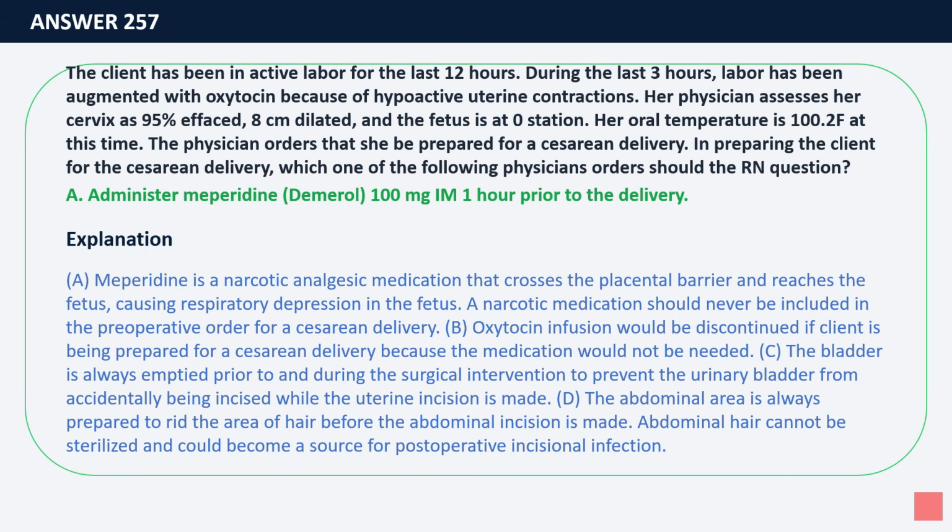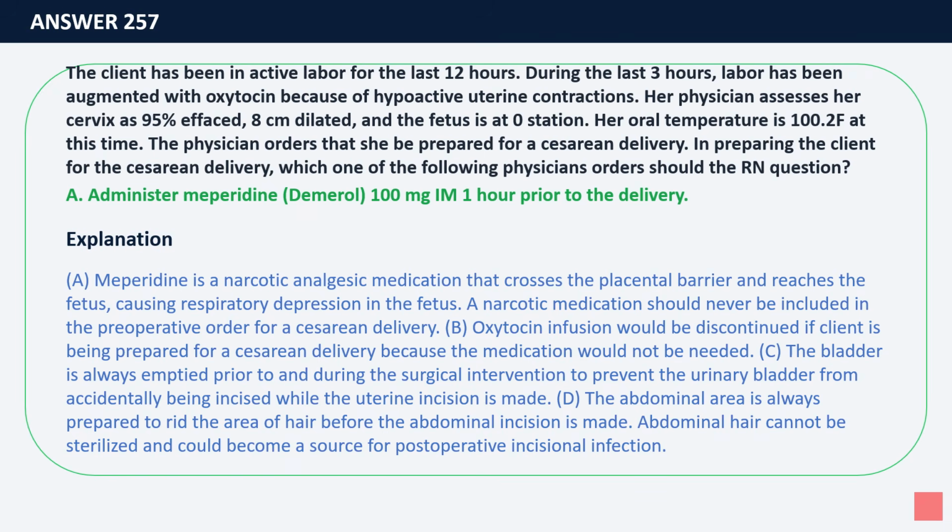Answer: A. Administer meperidine, Demerol, 100 mg IM 1 hour prior to the delivery. Explanation: A. Meperidine is a narcotic analgesic medication that crosses the placental barrier and reaches the fetus, causing respiratory depression in the fetus. A narcotic medication should never be included in the preoperative order for a cesarean delivery.